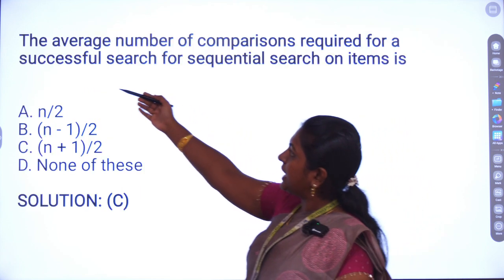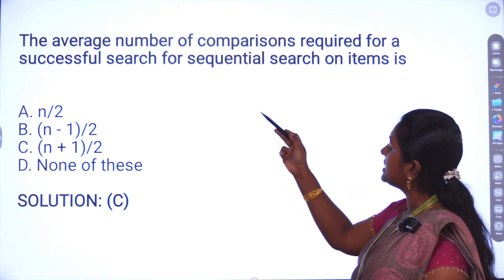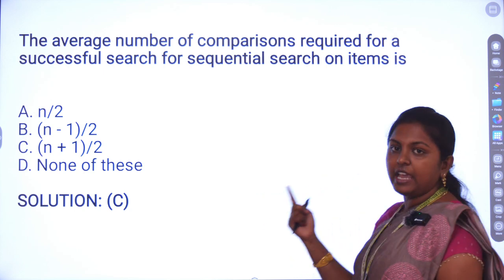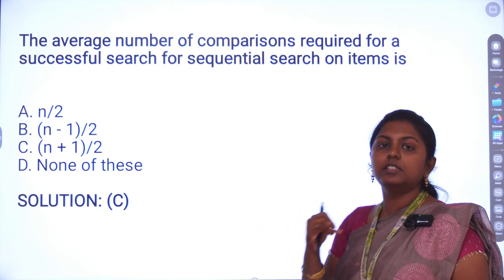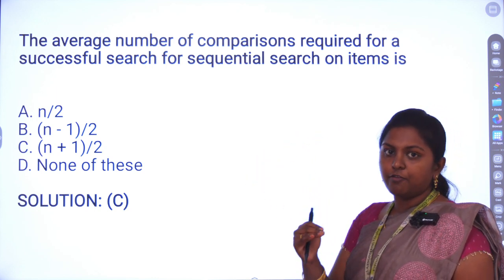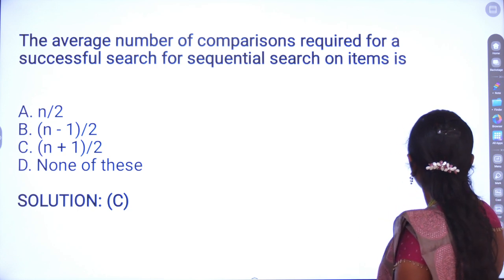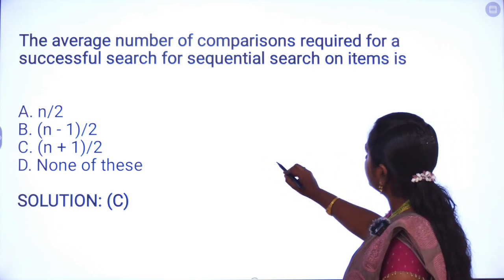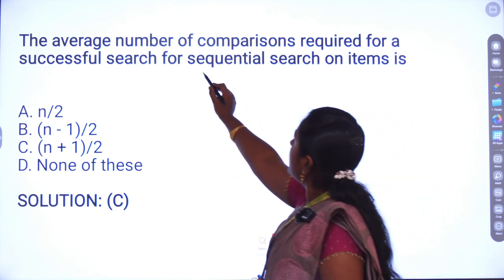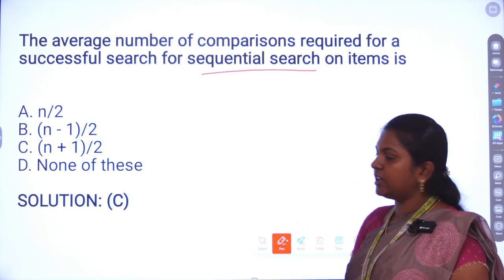The question from GATE is: the average number of comparisons required for a successful search for sequential search on n items is? I have already given the best case and worst case, so now they have asked you to find the average case. Sequential search is another name for linear search.